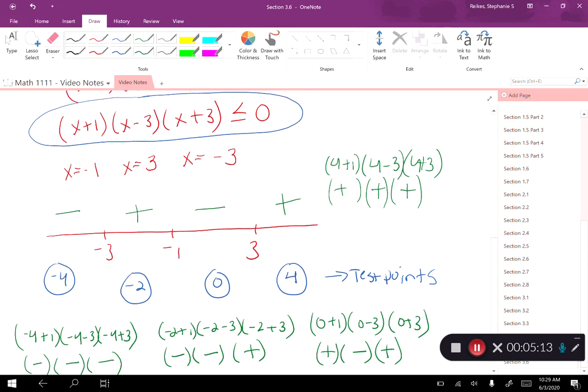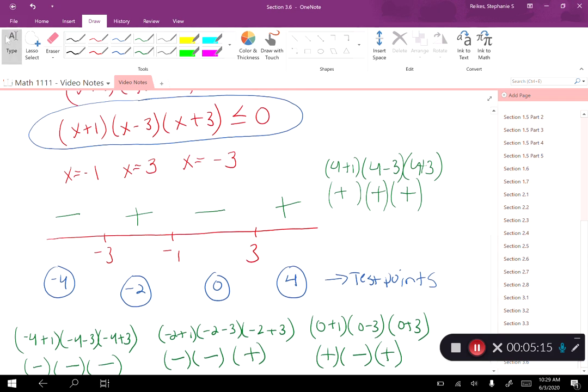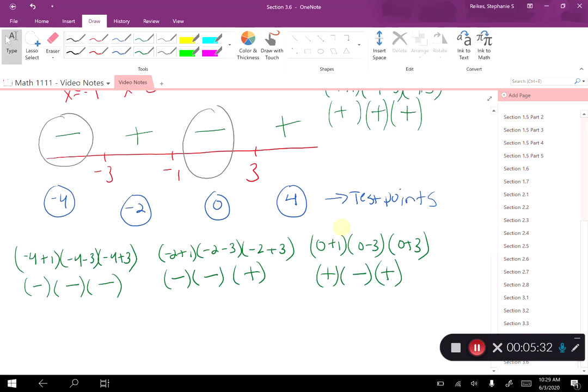Again, my problem was, where is my polynomial less than or equal to 0? So again, less than or equal to 0 means I'm looking for the negative regions only. I don't care about the positive ones. And now based on that number line, we can put our answer together in interval notation. So here we go with the final solution.